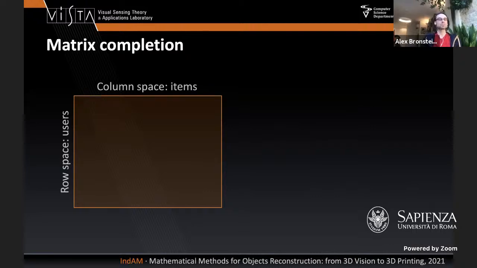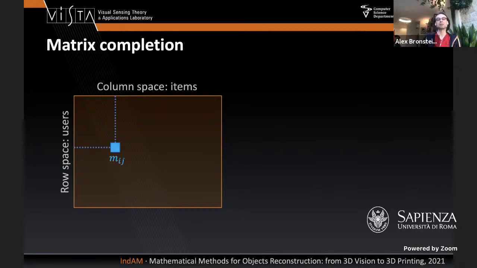So the row space will be the space of users, the column space will be the space of titles, in this case, the movies. And we would like to assign some scores, some ranks, to the titles for each of the users. Obviously, Netflix nowadays has millions of titles probably, and many millions of users. A lifetime wouldn't be sufficient to watch all those movies, so this matrix cannot be sampled completely. What we are given instead is some sparse set of measurements.